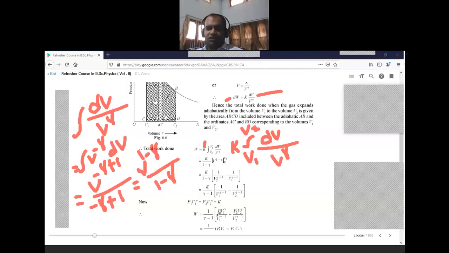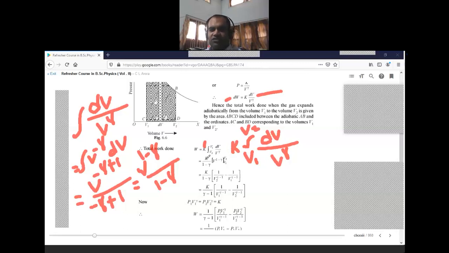Of course, K is a constant, so K is not included in integration. And 1 minus gamma is also constant. Gamma is a constant value. Constant means for a given gas, be it monoatomic, diatomic, or triatomic, gamma is a constant quantity. More about the ratios we'll learn later in one of the topics, but for now, you should learn that gamma is a constant quantity.